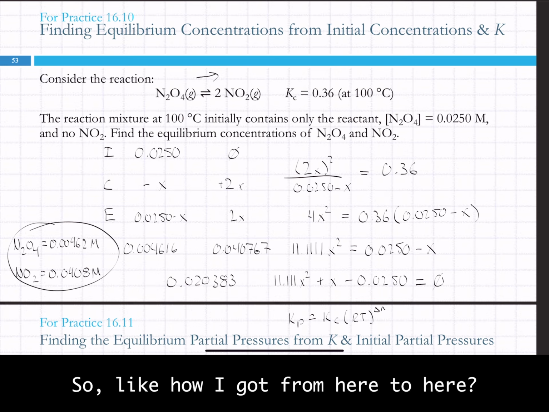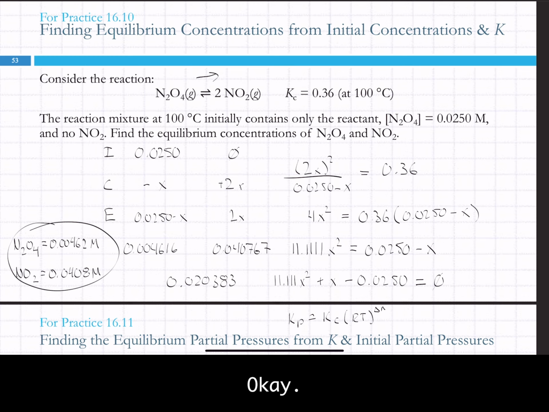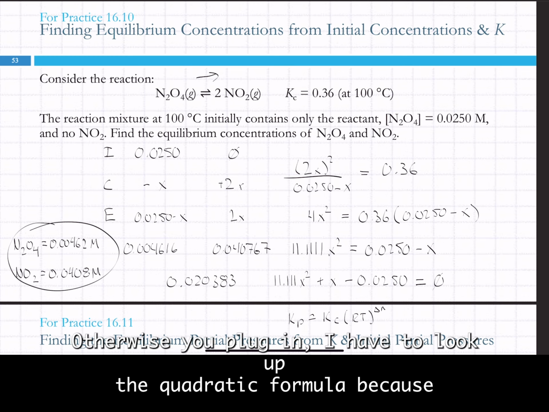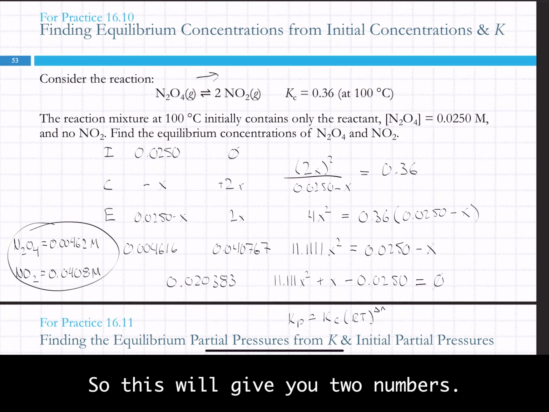It's like how I got from here to here. I used the polynomial solver on my calculator. Otherwise, you plug in. I have to look up the quadratic formula because I have not used it at all this semester. Plus or minus the square root of B squared minus 4AC over 2A. So this will give you two numbers.